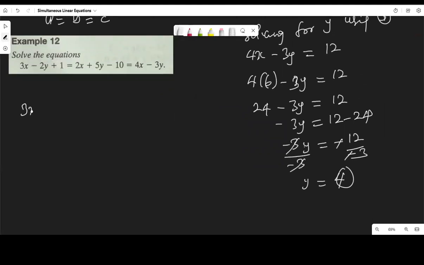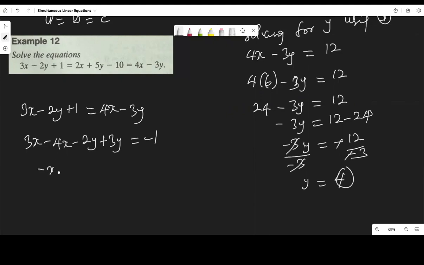That means I have 3x minus 2y plus 1 is equal to this last term here, 4x minus 3y. Collecting like terms, 3x minus this 4x, then minus 2y, this is minus 3y, when it crosses equality becomes plus 3y, equal to, then I'll take this 1 to the other side, which will be minus 1. Plus 1 crosses equality and becomes minus 1. 3x minus 4x is minus x, and minus 2y plus 3y is plus y, equal to negative 1.